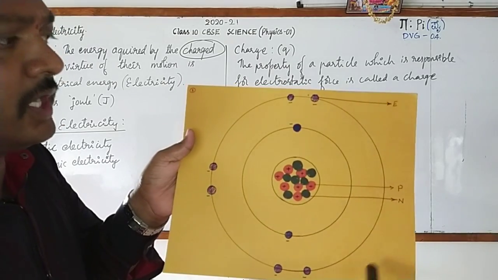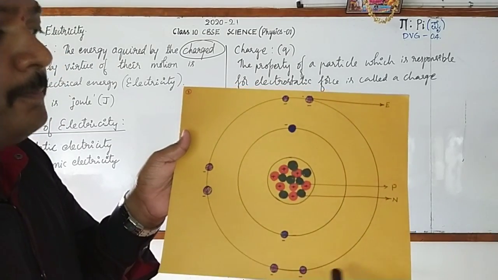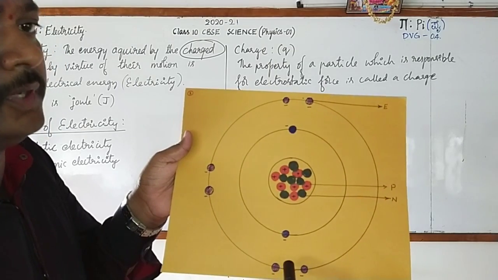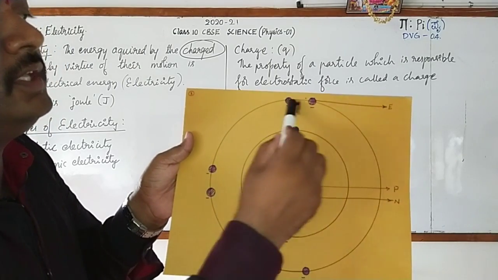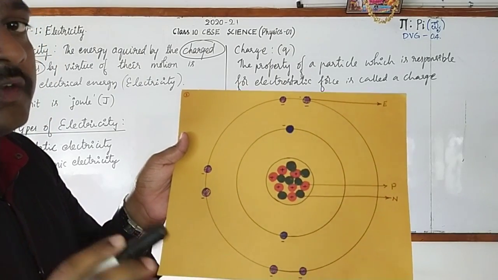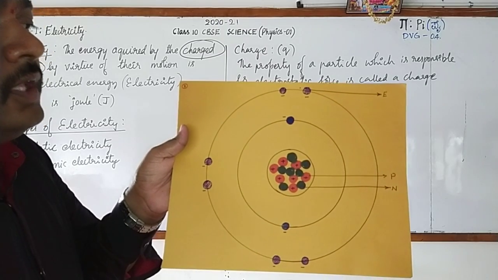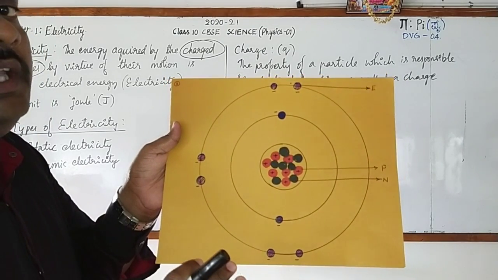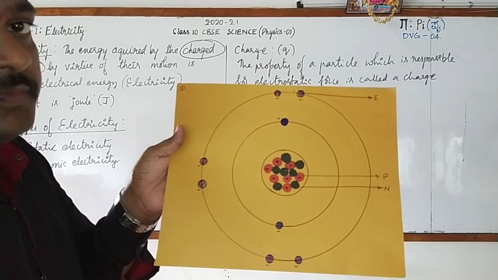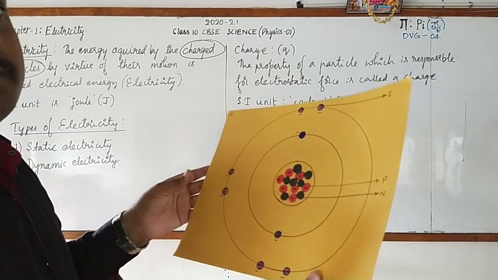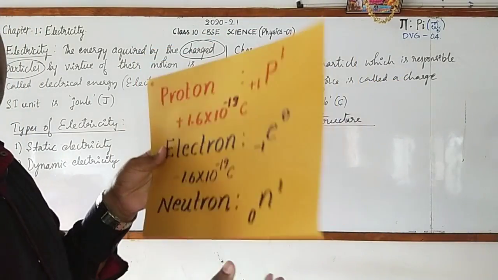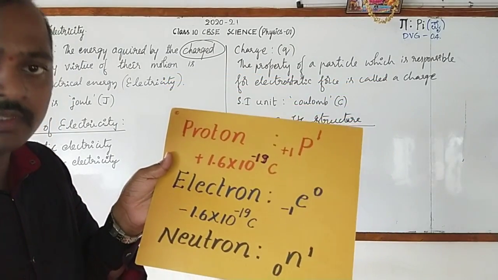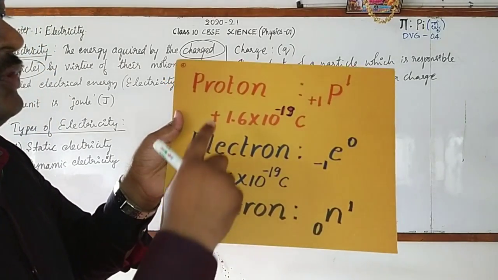And the electrons which are in the outermost orbit, the outermost shell, are called valence electrons. Usually they are loosely bound to an atom, hence they are also called delocalized electrons. Then if these particles, protons, electrons and neutrons, have some charge, what is that charge? Let us come to know that.